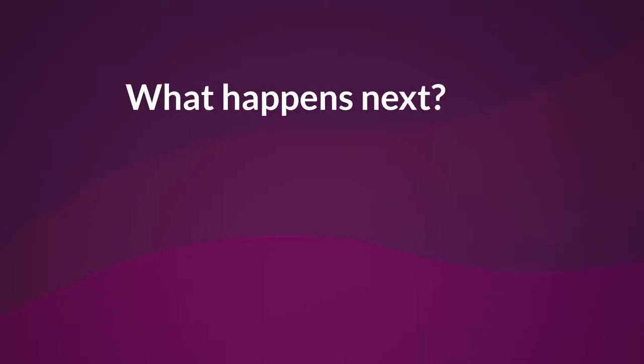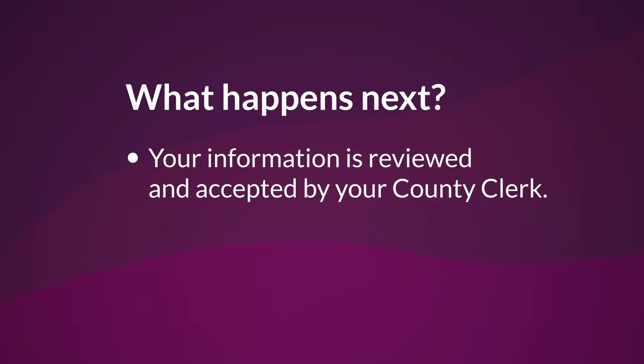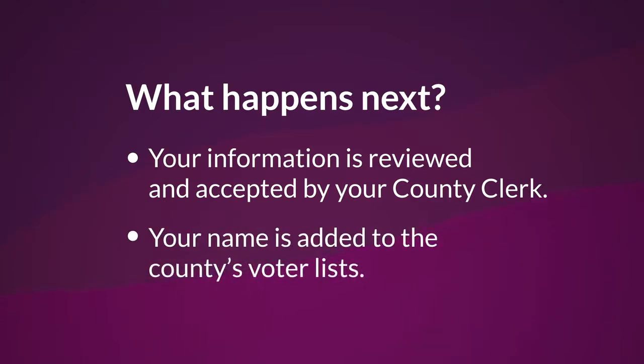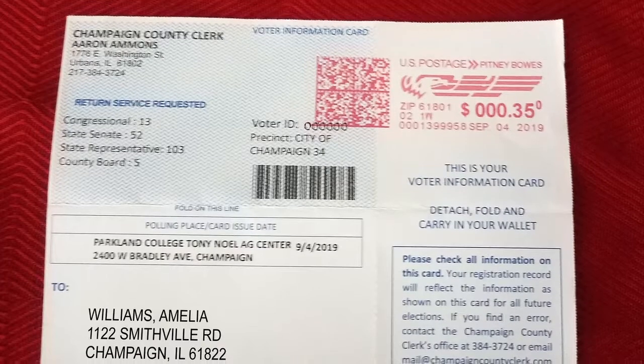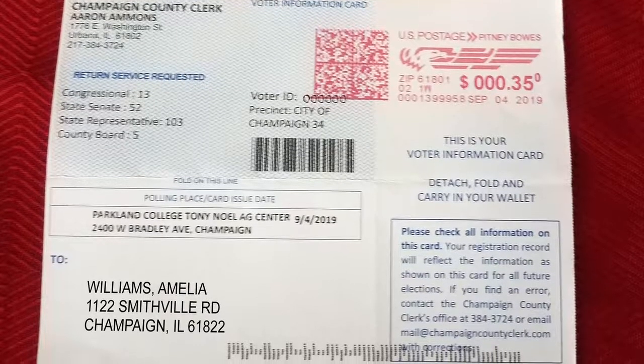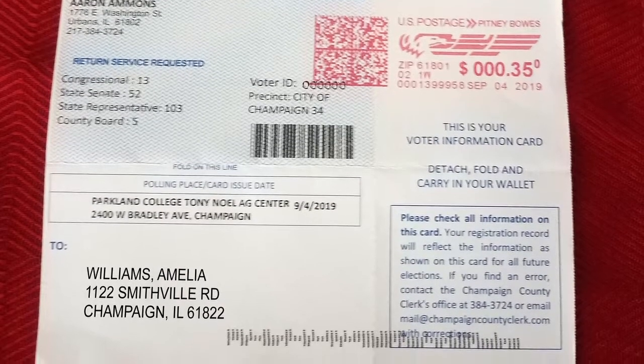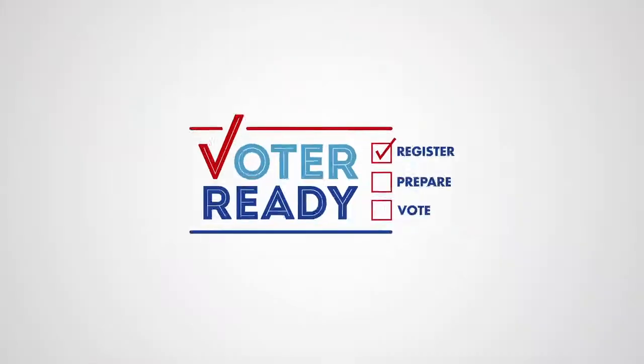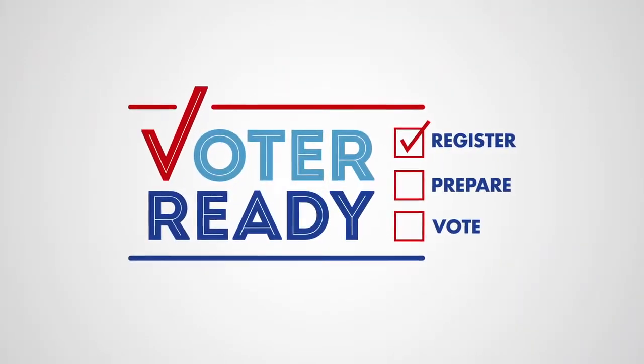As long as everything you entered online or on paper checks out, your registration will be accepted. Your name will then be added to your county's list of eligible voters. You'll receive a voter information card in the mail. Once you've received the card, you know you're now a registered voter in Champaign County. Congratulations, you've taken the first step.